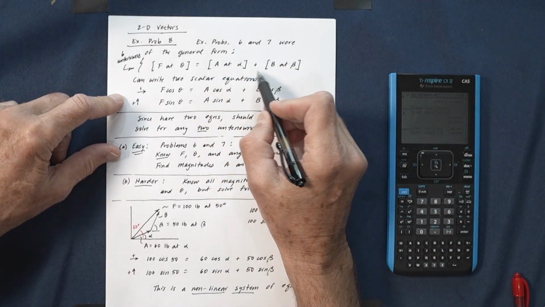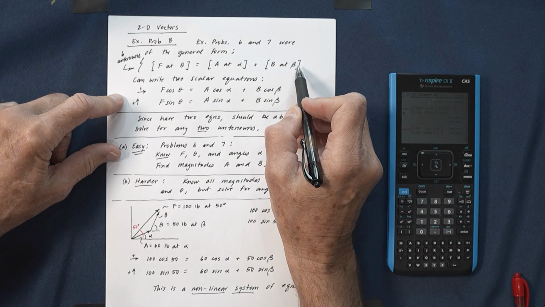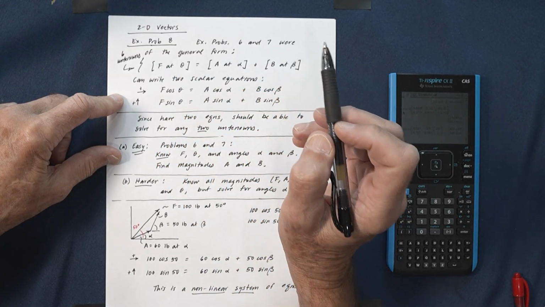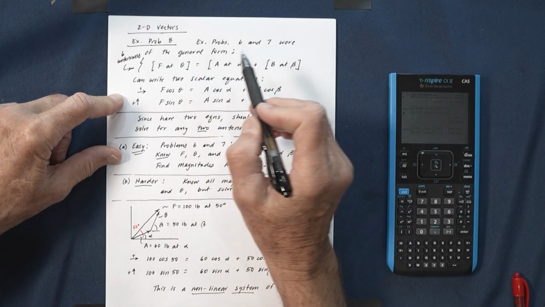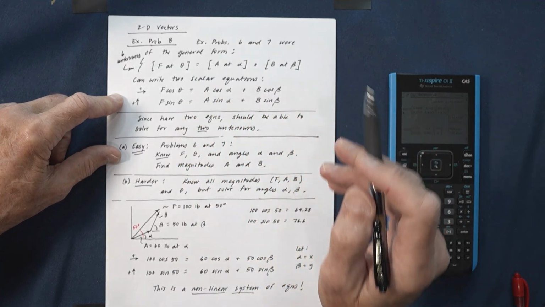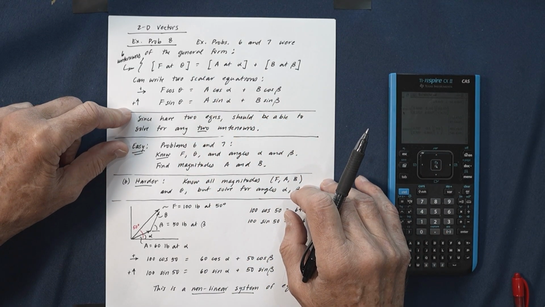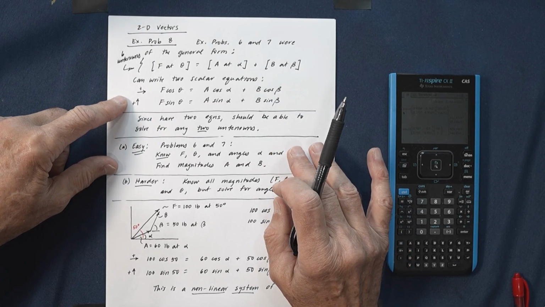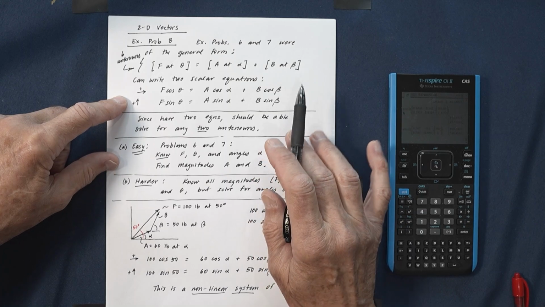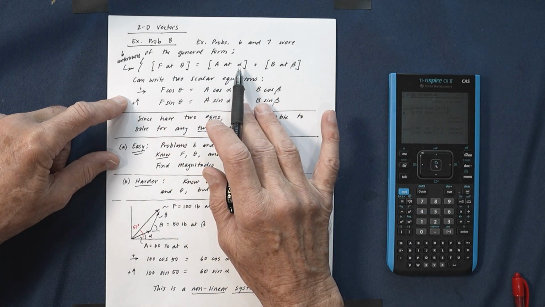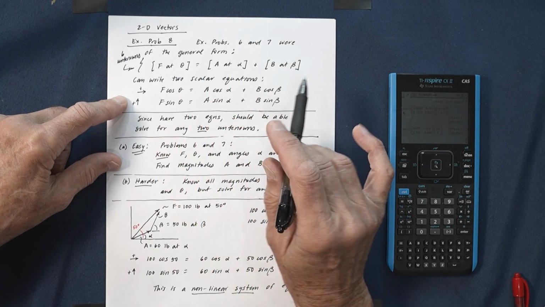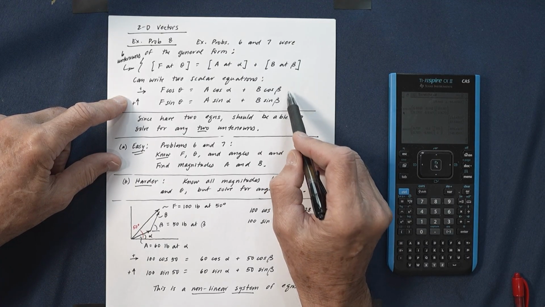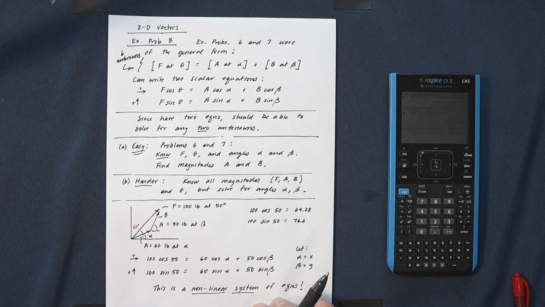If you look at this vector equation, there's 6 unknowns here. There's 3 magnitudes, F, A, and B, and 3 directions, theta, alpha, and beta. And I can write 2 scalar equations. To generalize this problem, if I give you any 4 of these pieces of information, you should be able to solve for the remaining 2 from these 2 scalar equations.